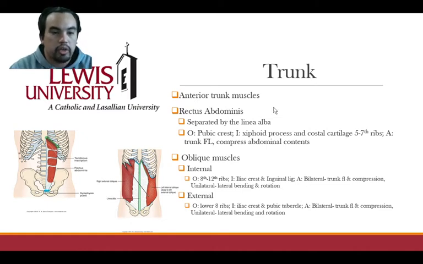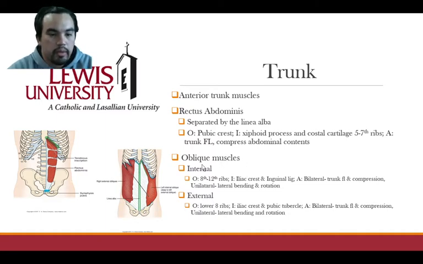So the anterior trunk muscles, that's the rectus abdominis and the obliques for the most part. They're separate. The rectus abdominis is separated by the linea alba, and it originates on the pubic crest down here, and it inserts on the xiphoid process and the costal cartilage of the 5th through the 7th ribs. The action is trunk flexion, and it compresses the abdominal contents, so the stomach and the spleen and the liver and all those.